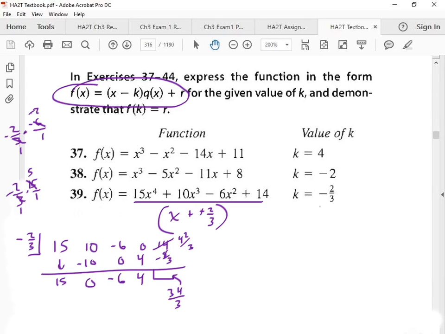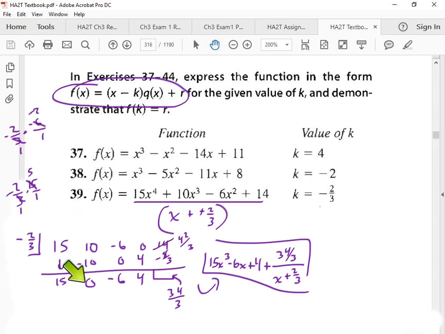Okay, so how did you guys learn how to write this before? You would go 34 over 3 divided by x plus 2 over 3, which is kind of hideous. And then we have 4, and then we have a negative 6x, and then we have a 15. Wait, is that going to be 15x squared or 15x to the third? X to the third. Why is it x to the third? Because we have the 0 for x squared. I'm not going to write a 0. So this is how you would normally do it, but it wants you to write it like this.